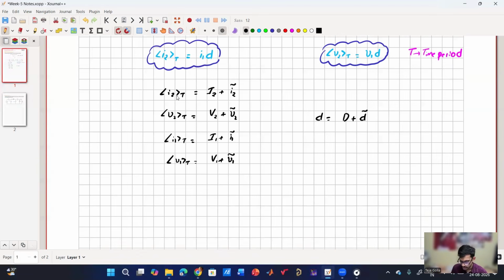So far, is it clear? Yes, sir. Sir, actually, can you please differentiate these two terms, circuit averaging and state space averaging?